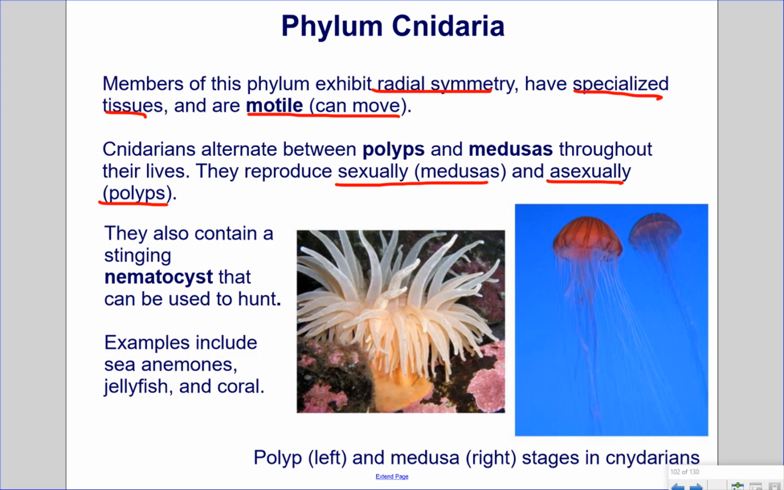They also contain stinging nematocysts that can be used to hunt. Examples include sea anemones, jellyfish, and coral. Polyps are pictured on the left, and medusas are pictured on the right.